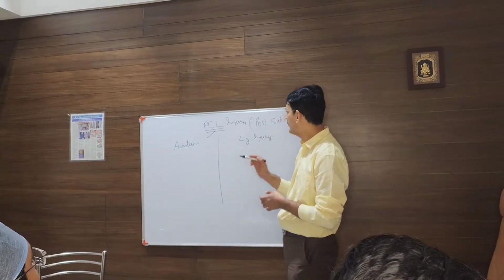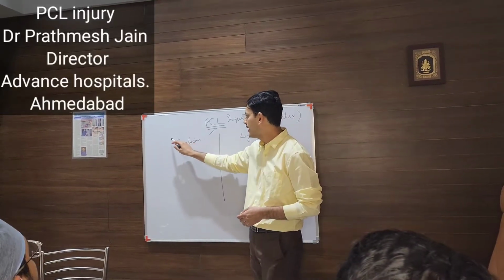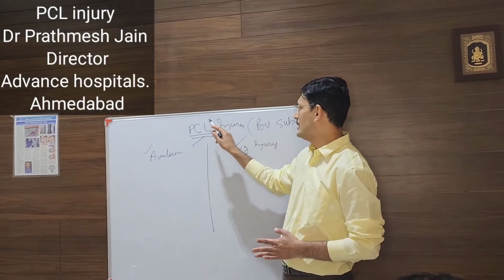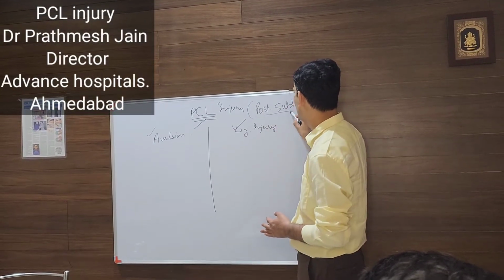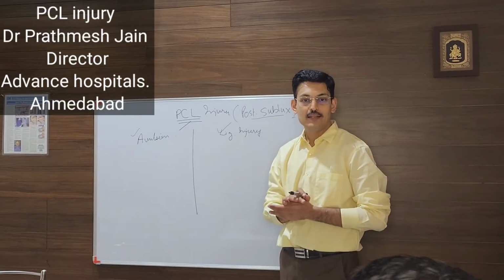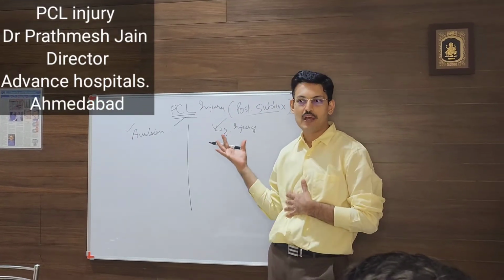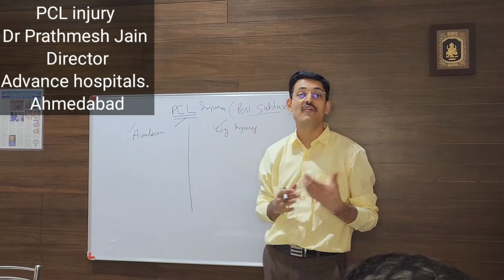PCL injuries. PCL injuries are of two types. You can have a bony avulsion or you can have a ligament injury. Now PCL injuries lead to a posterior subluxation of the tibia and that leads to an anterior overload. So many of those patients who have a PCL injury will complain to you of anterior knee pain.